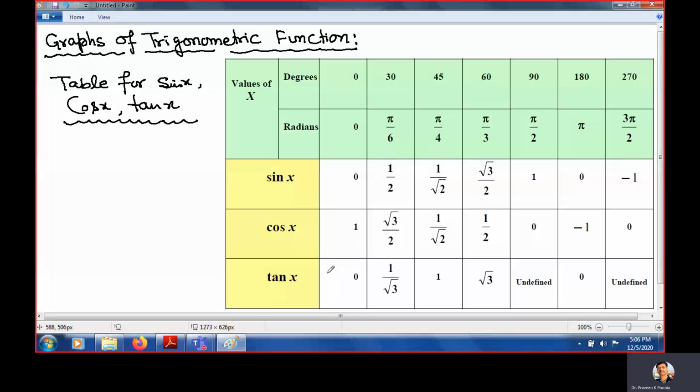Hello students, this is week number 9 and we are studying the topic graphs of trigonometric functions, and this topic is given on page 47 in your course material.